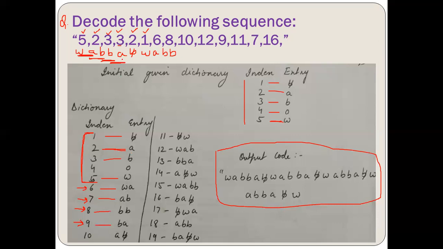Then further, I'm going to take A, B bar. You can see A, B bar is again not present from 1 to 9. So a new entry is made at the 10th position, that is being named as A, B bar. Now you can see next is 10. So 10th position, I can decode it as A, B bar.